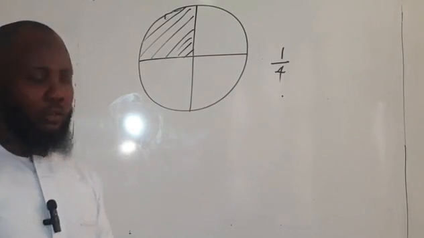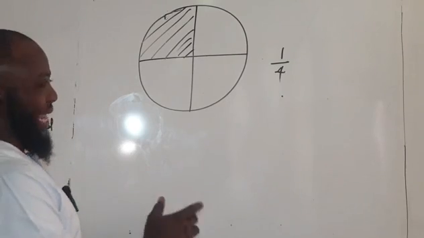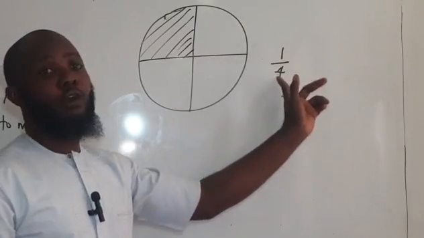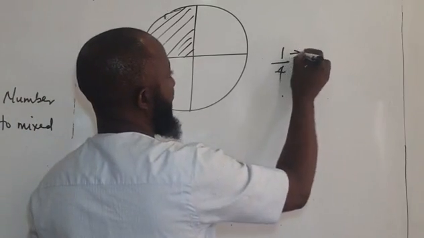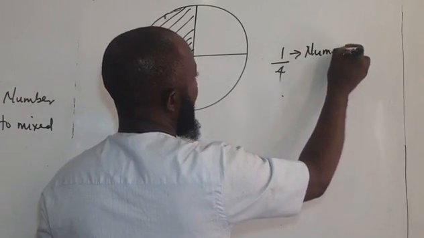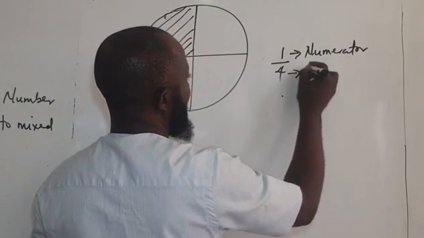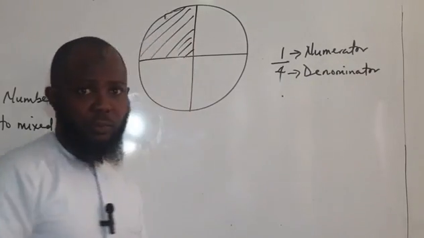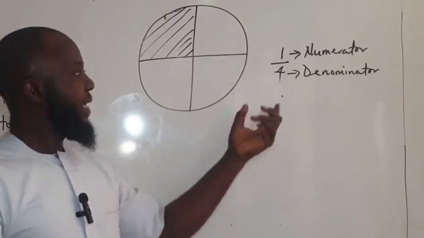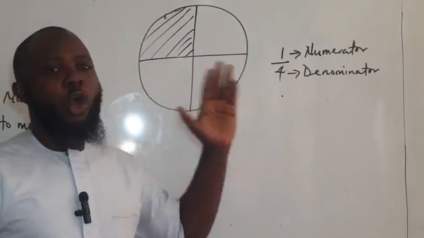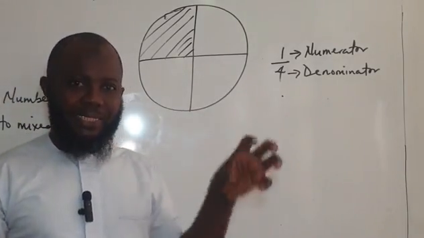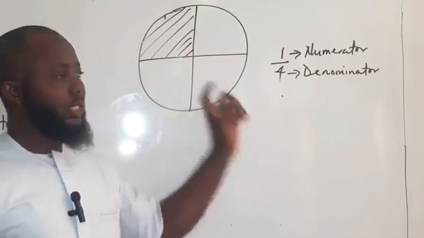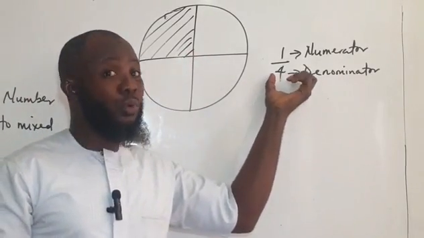Now, when we talk about fraction as it is written, you can see that 1 is written on 4 here. The one at the top is called the numerator, while the one at the bottom is called the denominator. Let me explain some things about this denominator. The denominator is always the number of parts that the whole is divided into. So if this is divided into 8, what will be the denominator? It will be 8.